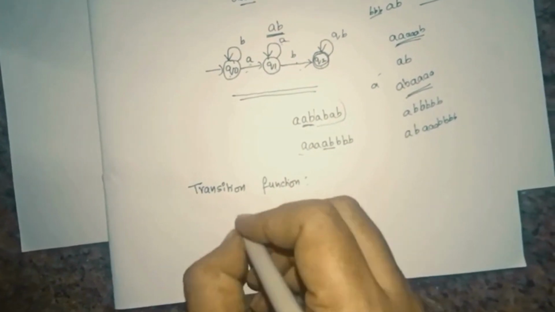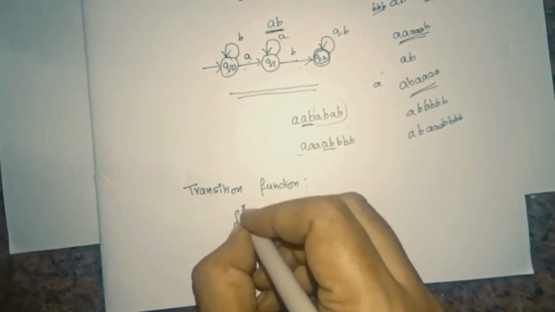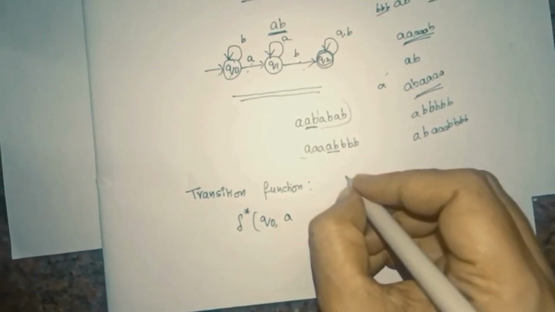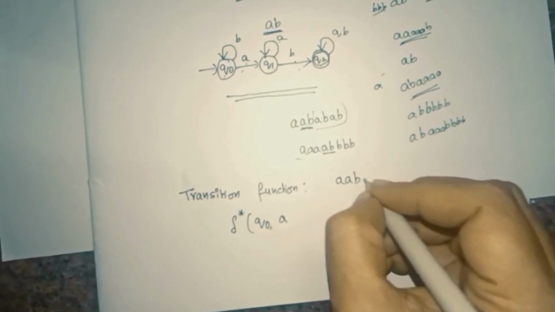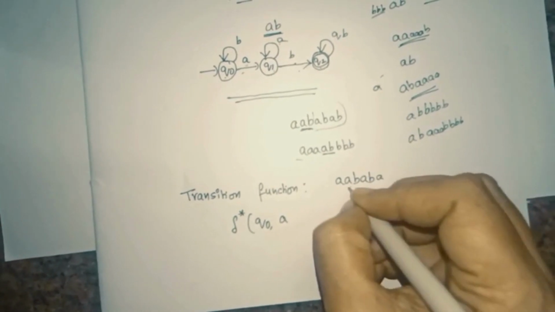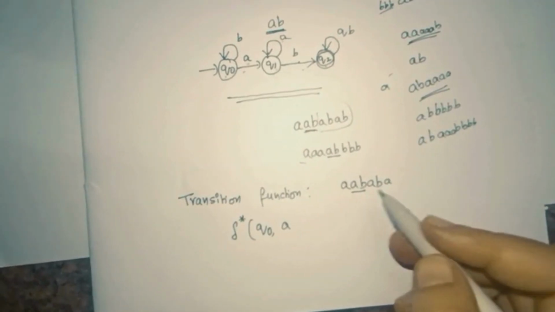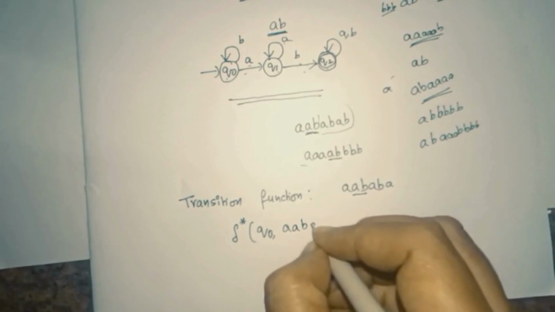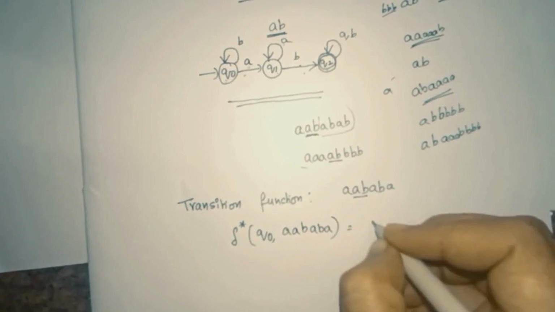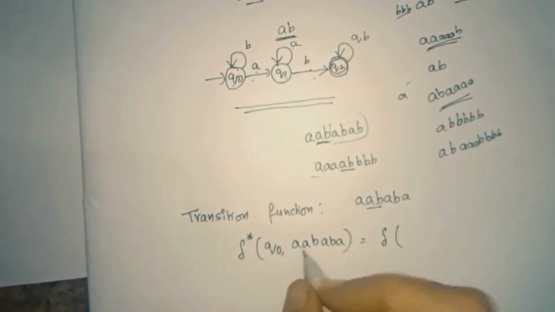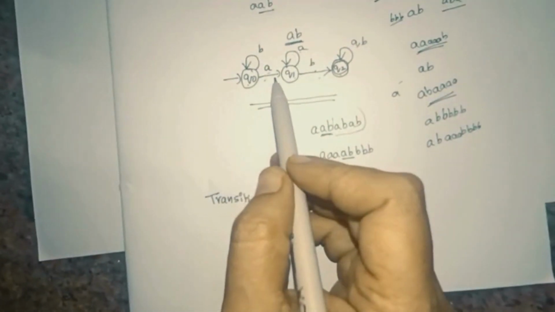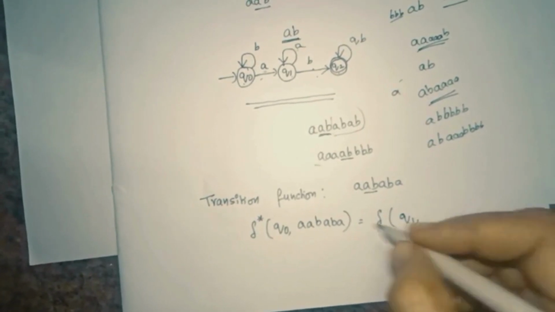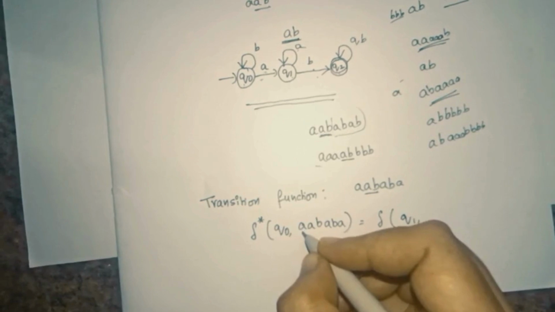Transition function means delta star of Q0 over the string. Consider one sample string as A, B, A, B, A. In this we have a substring AB, so this string should be accepted by our DFA. So we write A, B, A, B, A. This is our string. So we take delta of Q0 on A. Q0 on A is Q1.